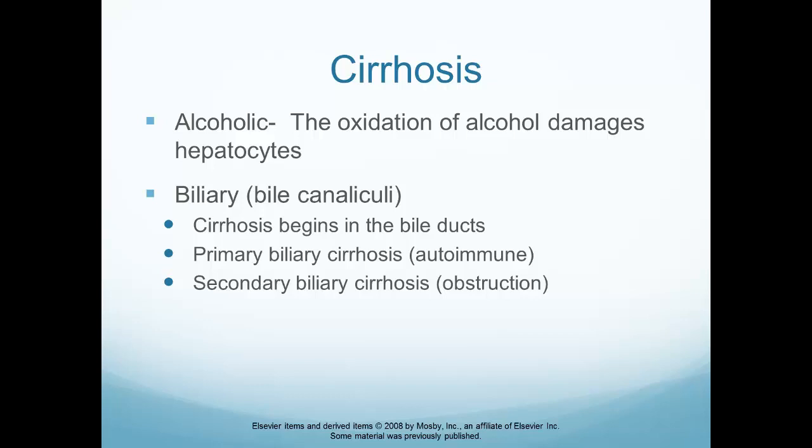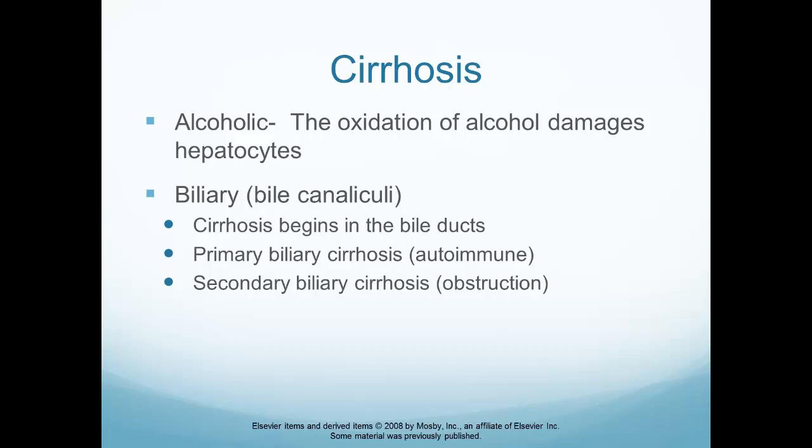Okay, so alcohol is basically a poison that we're putting in our body, and the liver can handle small amounts of poison, but if we put too much poison into the body, it ends up causing damage to the liver. We can also have gallstones blocking the bile duct, causing bile to back up into the liver and initiating the cirrhotic process.